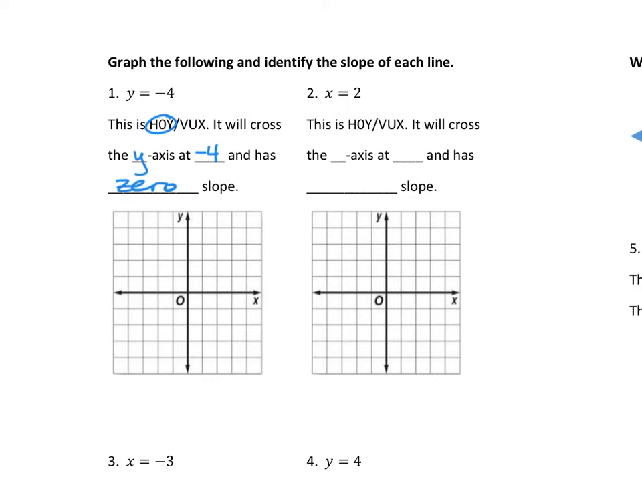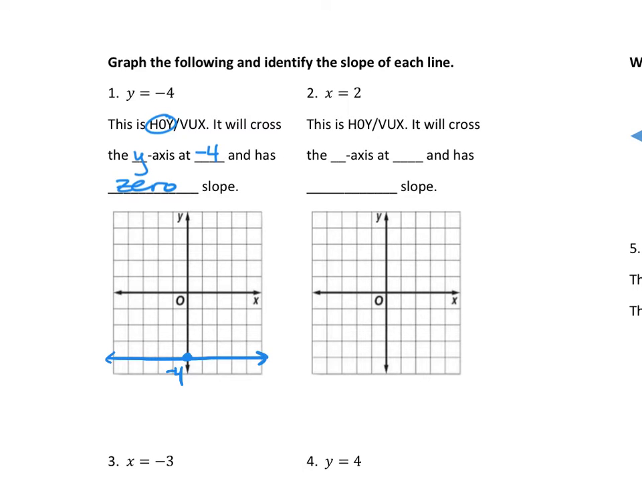So let's graph it. On the y-axis, which is the up and down axis, I'm going to look for -4, which is right here. To graph this line, all I have to do is draw a really super straight, flat line through the points. Look at that straight line. That's pretty good. And there, I'm done. I've graphed the equation y equals -4. Super simple.